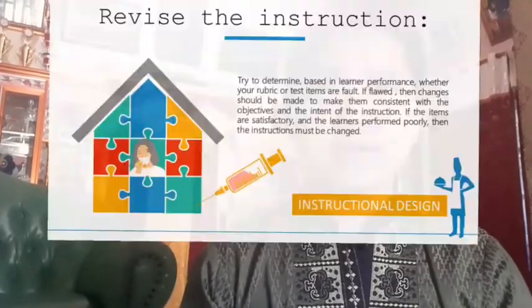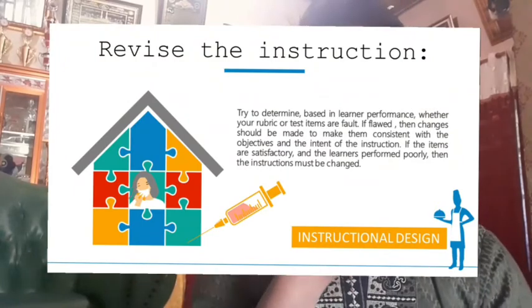And next, about revising the instruction. Try to determine, based on learners' performance, whether your rubric or task items are flawed. If flawed, then changes should be made to make them consistent with the objective and the intent of the instruction. If the items are satisfactory and the learners perform poorly, then the instruction must be changed. Here is how to revise instruction if you want to revise the materials.